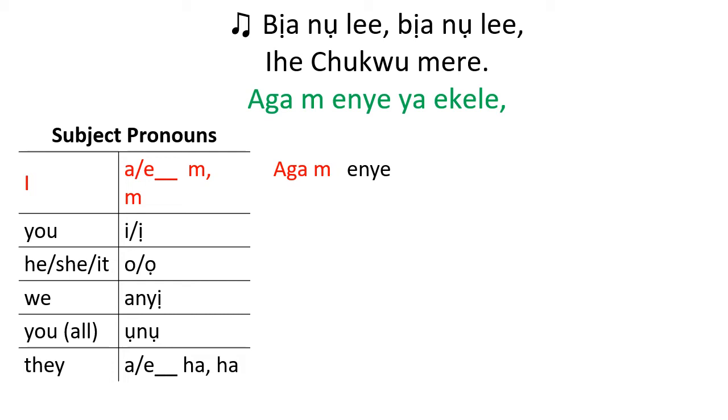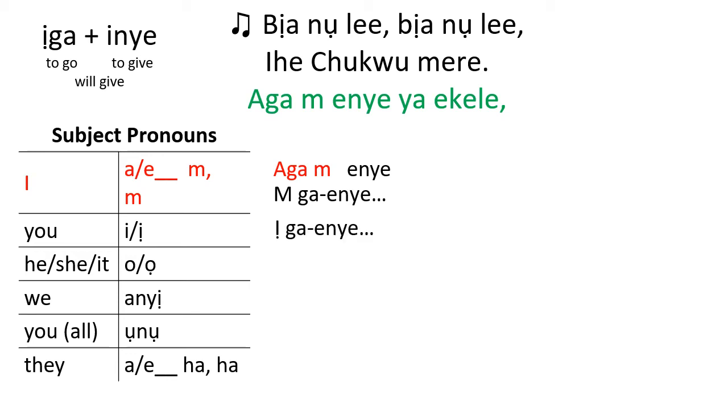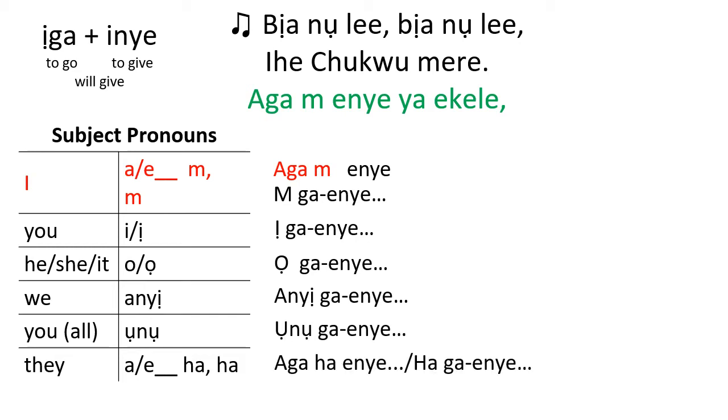Aga m enye comes from iga plus inye. Inye is to give. Aga m enye can also be nga enye if you use the other version of I. Let's do the others really quickly. Ị ga-enye, ọ ga-enye, anyị ga-enye, unu ga-enye, and then agaghị enye or ha ga-enye.